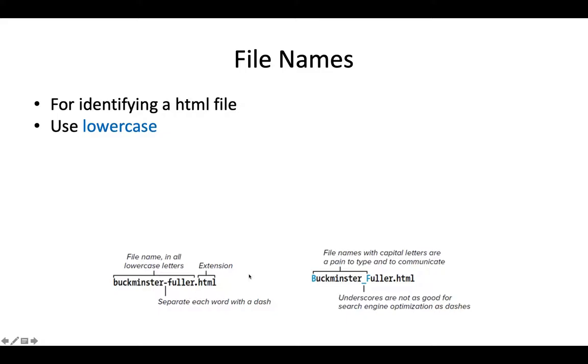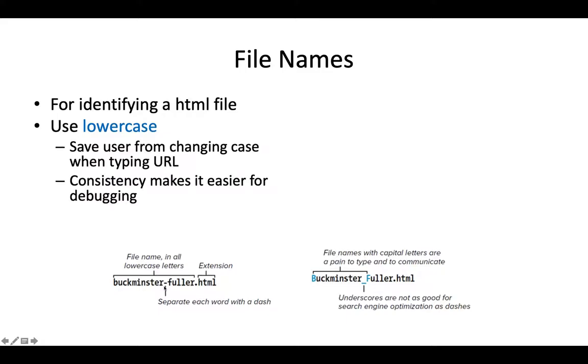For example, if you want to link to this particular page and the file name is Buckminster_Fuller, and you type it in a different case, even though the letters are the same, it will not recognize it. It will say it can't find the file. Does that make sense? This is sometimes where people ask, why is the file exactly there? Why doesn't it work? So to make things a little easier, just use all lowercase. Then you never have to worry about case. Lowercase is also easier to type than uppercase, and actually easier to read as well.